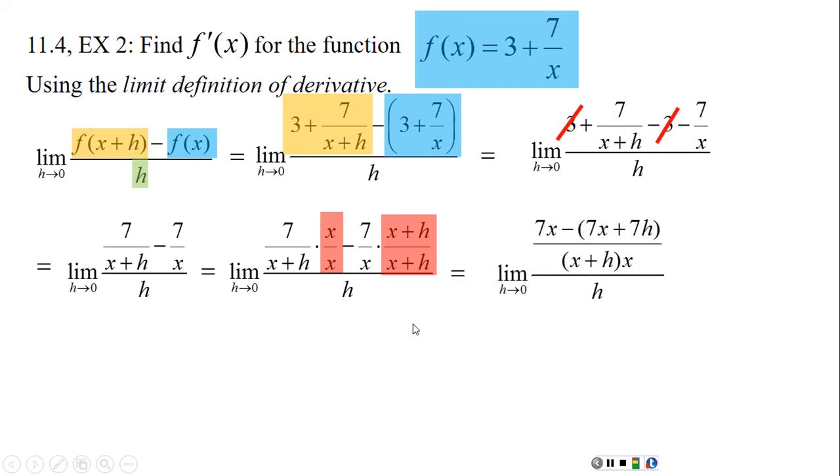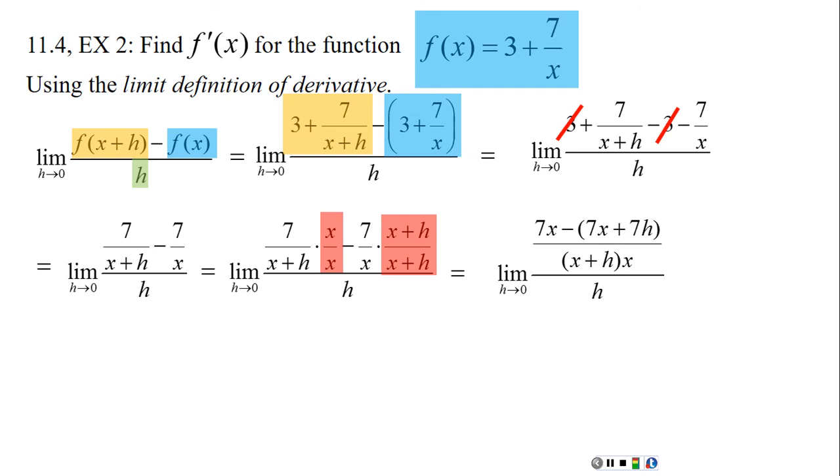So at this point, I have a common denominator. So I have x plus h times x, or you could say x times x plus h. Either way, I chose to write x plus h times x. That's my common denominator. And then I'm combining, since it's the common one, I'm combining everything on top. So I have 7x minus, and then I put parentheses right here so I'll be sure to distribute it. But this would be 7x plus 7h. But I got to be sure to distribute my negative here in a second.